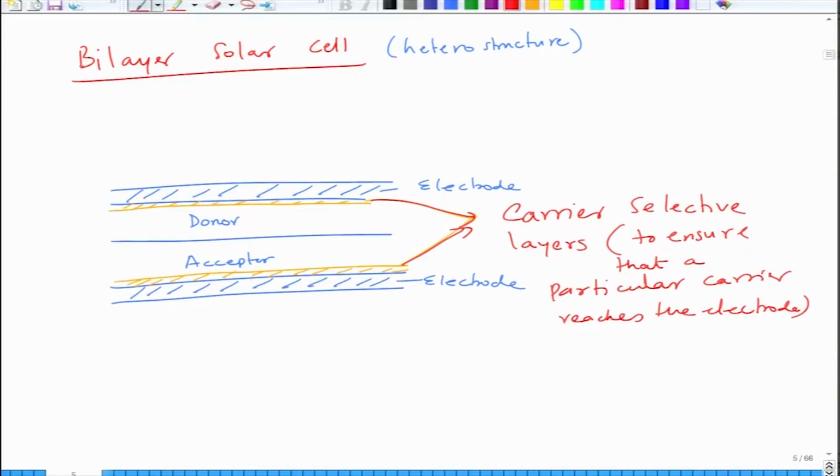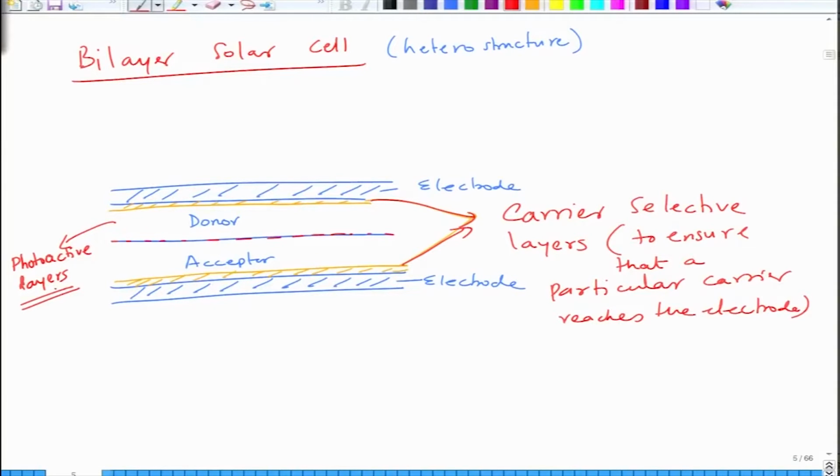Okay. So these devices generally, what happens here is you provide a junction in between. This is the junction, this is the interface. So you create excitons, excitons move. So generally the absorbing material in this case is donor. Okay. Donor is the photoactive layer in most cases.